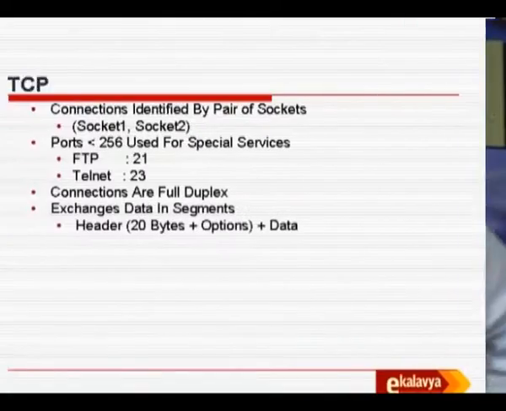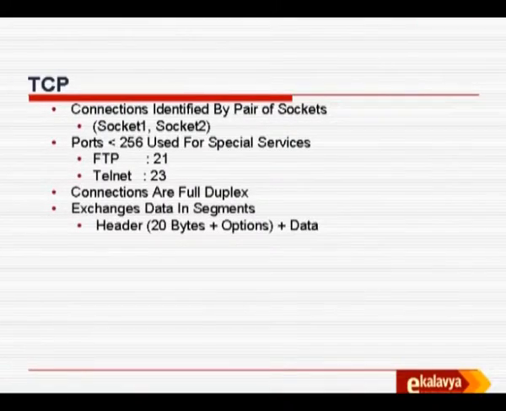So that is the importance of this. Remember, IP address is 32-bit and port address is 16-bit. The connection is always identified by a pair of sockets. So at one end socket 1, at another end socket 2.